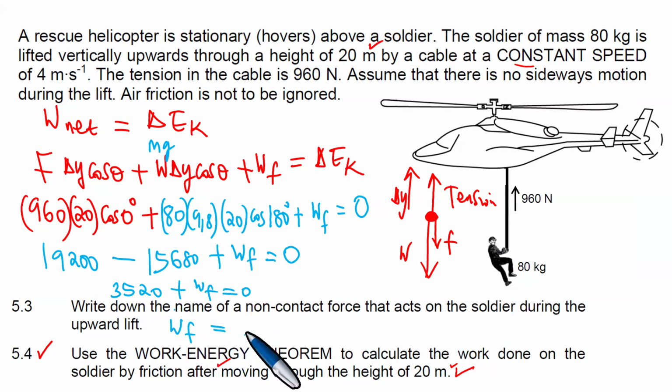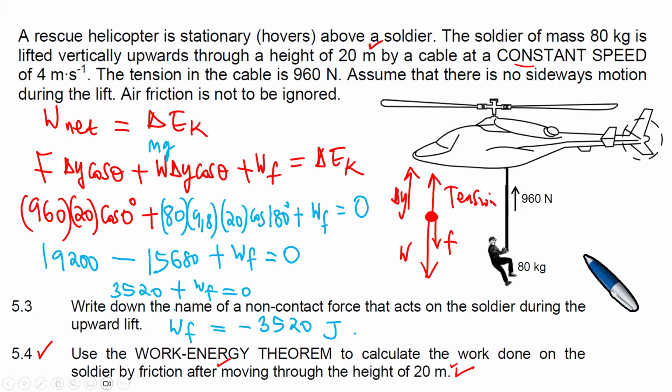So that the work done by friction is minus 3,520 joules. And this is exactly the work done on the soldier by friction moving through the height of 20 meters. Remember that this friction will essentially be determined when this soldier is in motion through 4 meters per second of speed there.